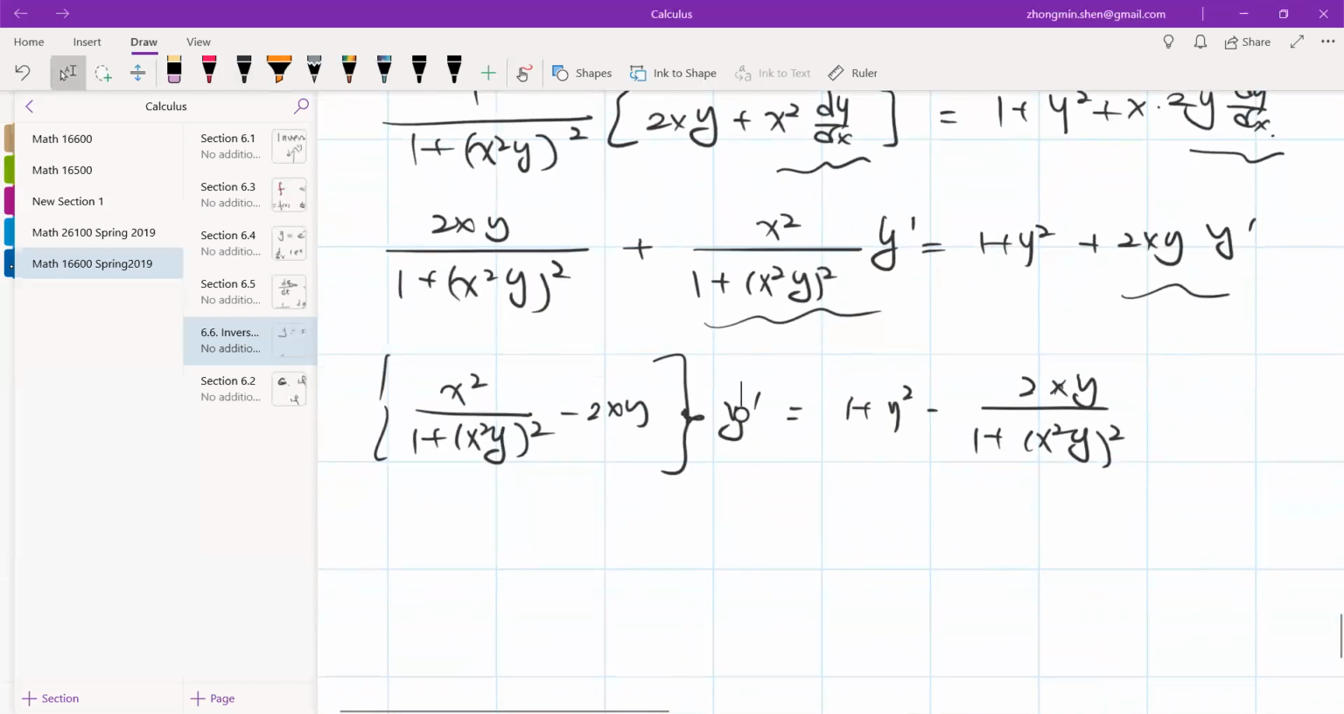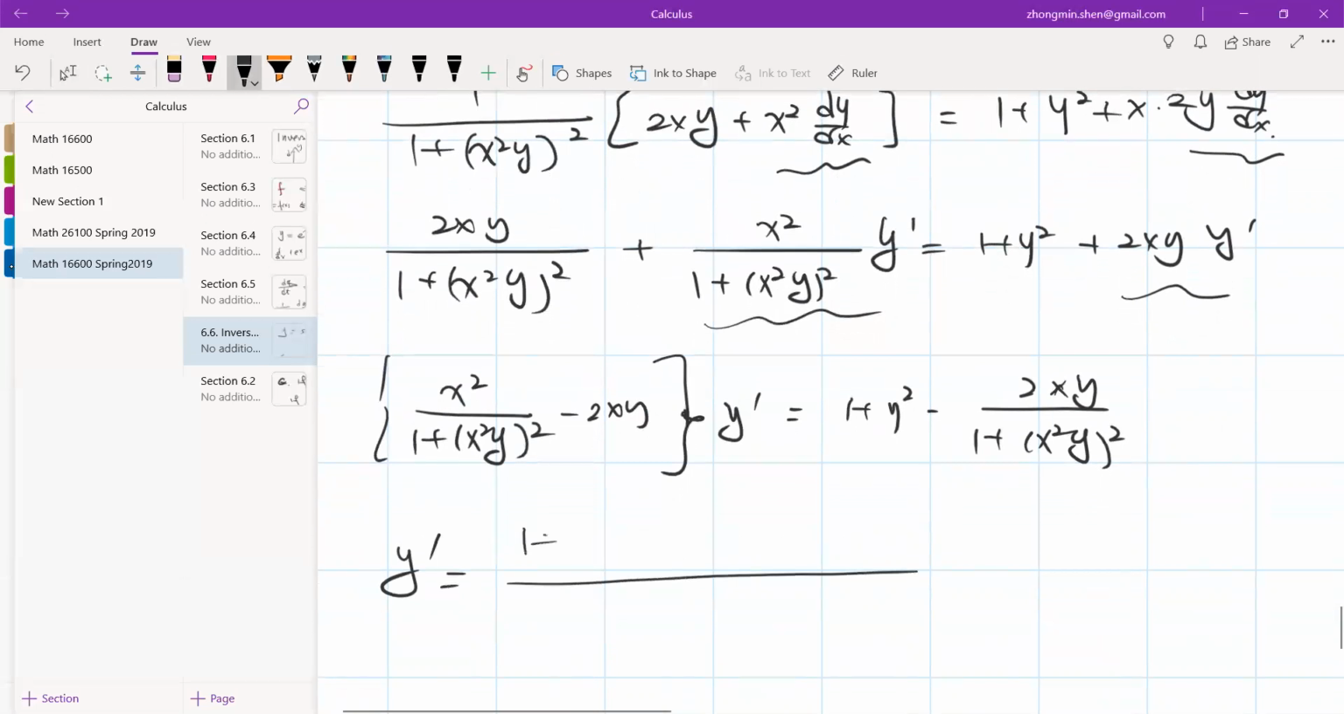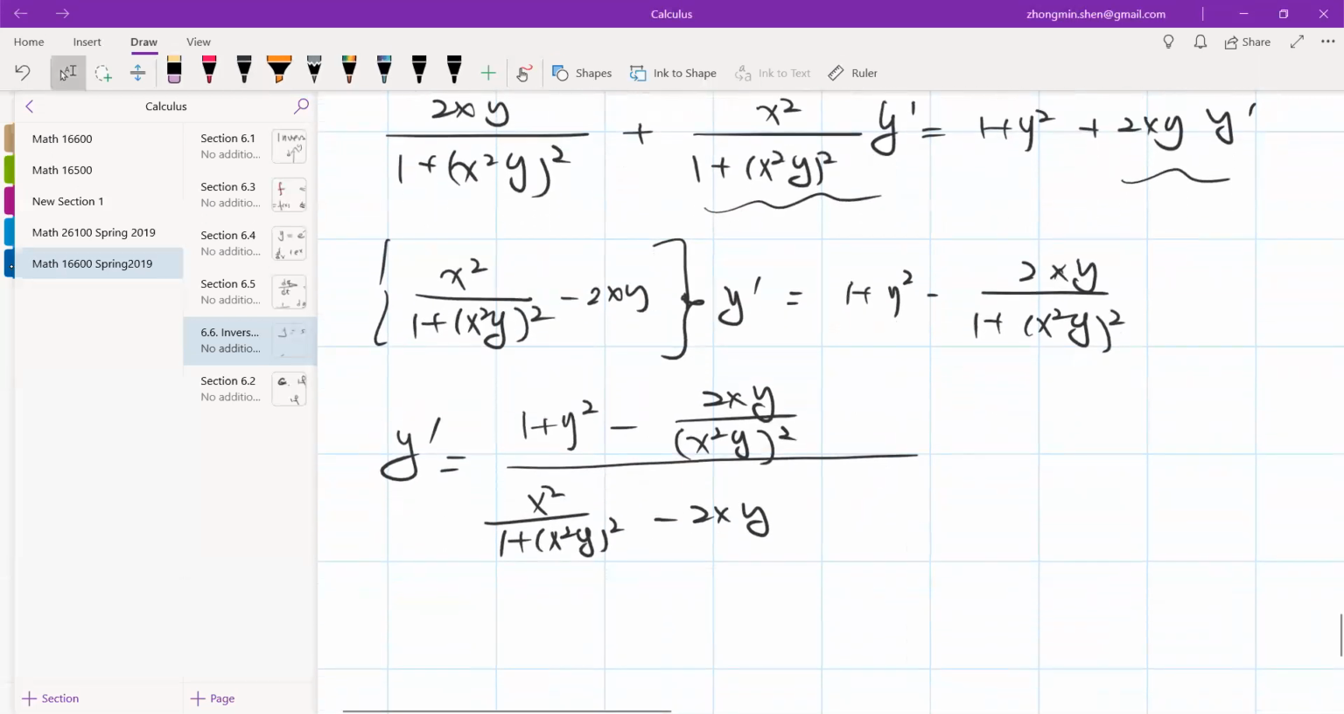Finally, we solved the problem. Yeah, it's tough. So y prime is now x squared over 1 plus x squared y squared minus 2 times xy. Should you simplify it? Of course, you have to simplify. This is a giant fraction.